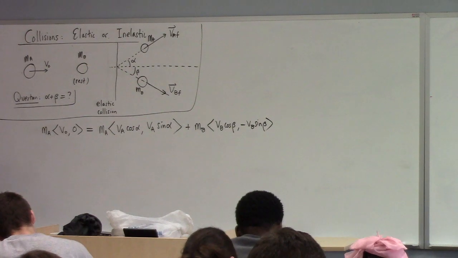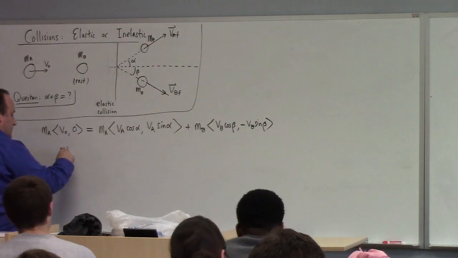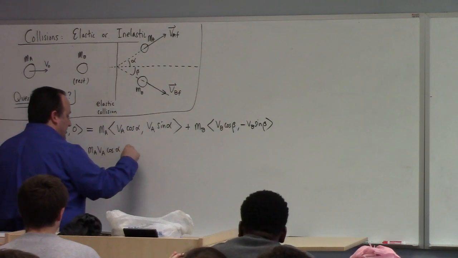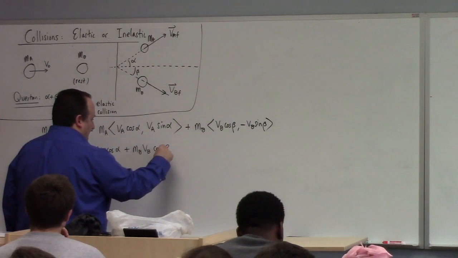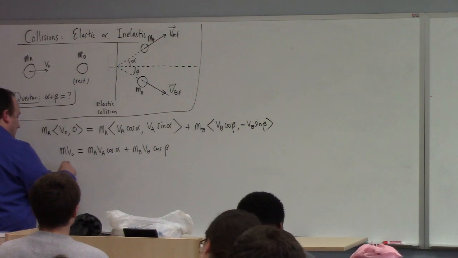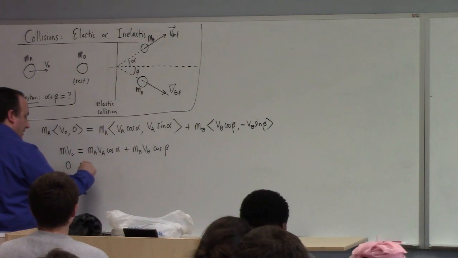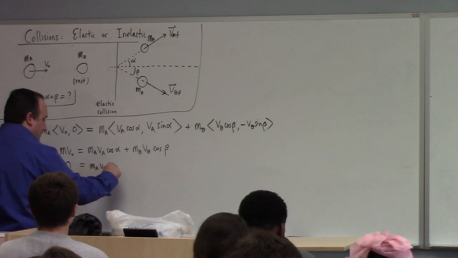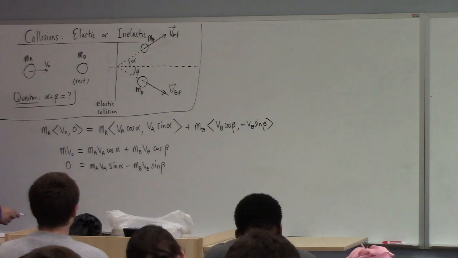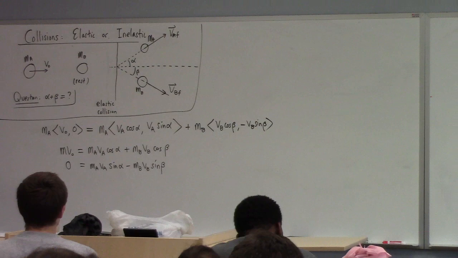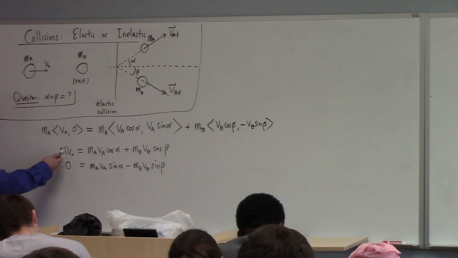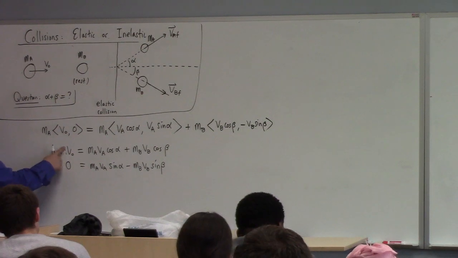So let's do what we can with these equations before we go on. I've got MA V naught is equal to MA VA cos alpha plus MB VB cos beta. I know that. What else do I know? I know that 0 is equal to MA VA sine alpha minus MB VB sine beta. First of all, come on guys, don't let me do this. What am I missing here? That's an A, right, MA.